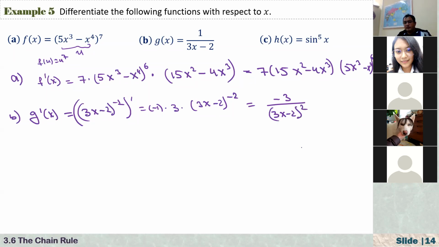Right? And how about example C, sine function, right? Here we have h prime of x, 5 comes to the front, right? And differentiate sine, actually differentiate the sine function. That's equal to cosine function here. Now here we have sine, 5 minus 1 is equal to 4x.